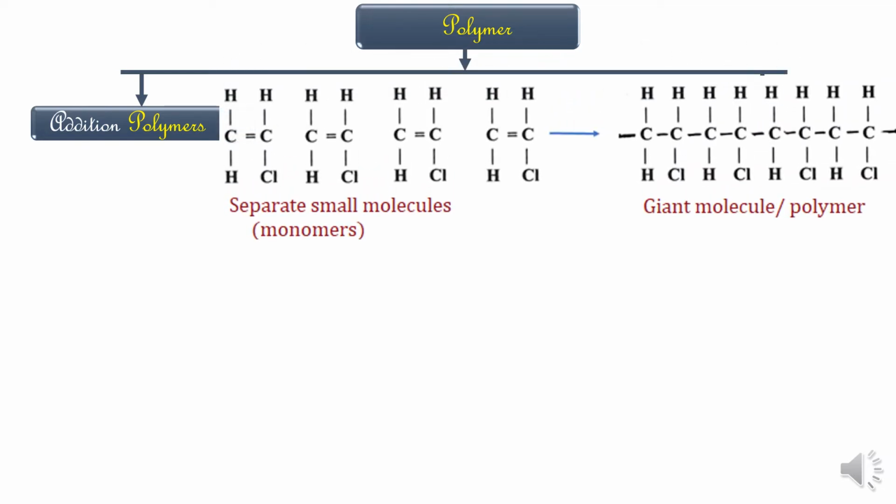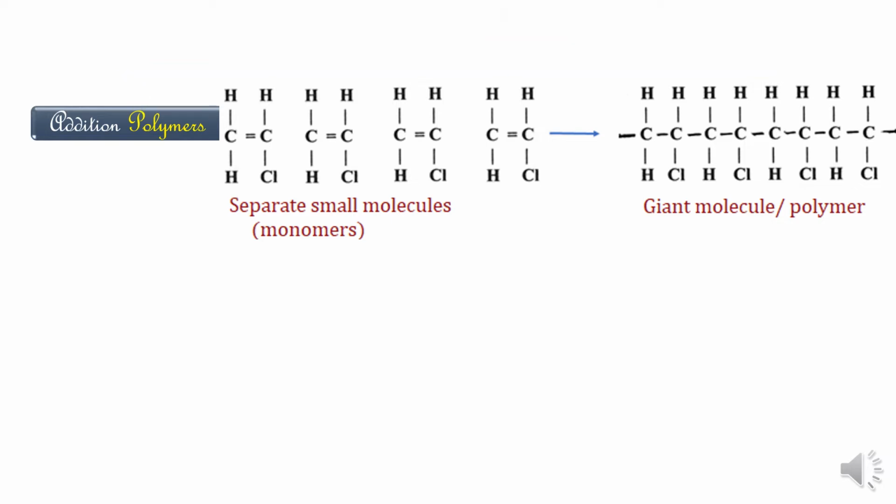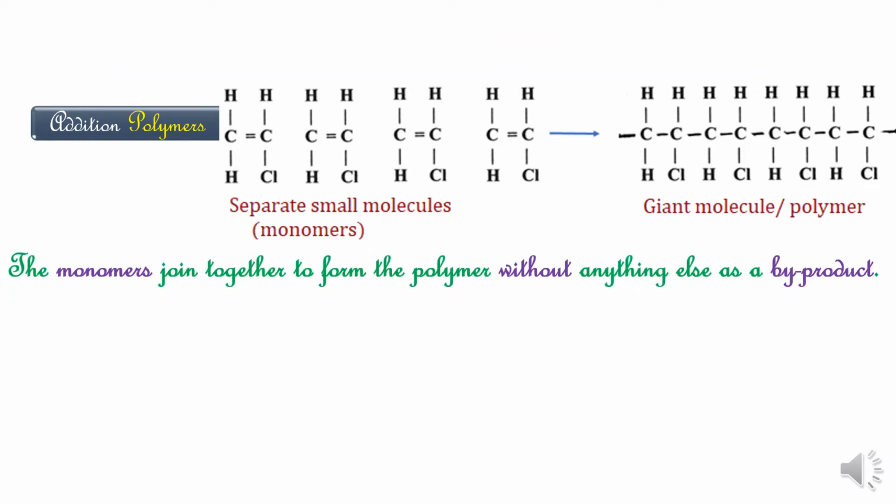First, the addition polymers. Some separate small molecules are monomers and they join together to form a single big molecule, which is the polymer. The monomers join together to form the polymer without anything else as byproduct. Thus you get one thing, nothing else as byproduct.